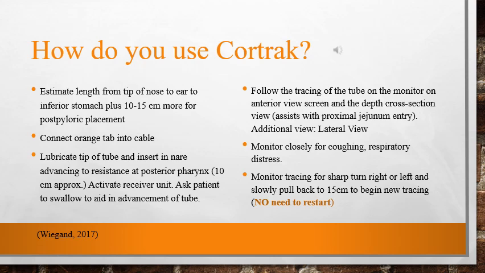Okay, so monitor the tracing. If there's a sharp turn to the right, which is usually where it's going to go first, normally if you go into a lung, it's going to go right first, and then you can end up having a left placement. All right, so if that does happen and you see a sharp curvature to the right or left, just slowly pull out your tube, just back it off a little bit, about 15 centimeters, and then this will begin the new tracing all over again. There's no need to restart the monitor. Just slowly begin to go forward again.